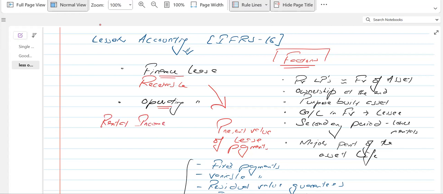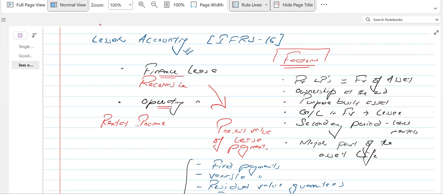Why rental income? Because in the operating lease, the asset still belongs to the lessor, and they have given the asset on the lease to the lessee. They have given it on rent. So in the operating lease, when they have given the asset on rent and it still belongs to the lessor, then rental income is recorded.